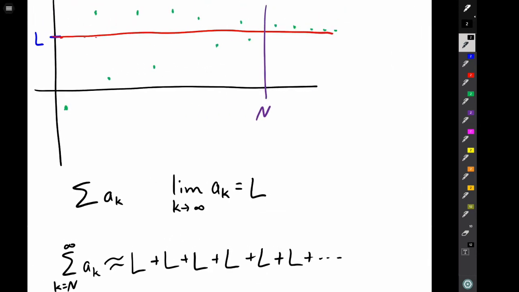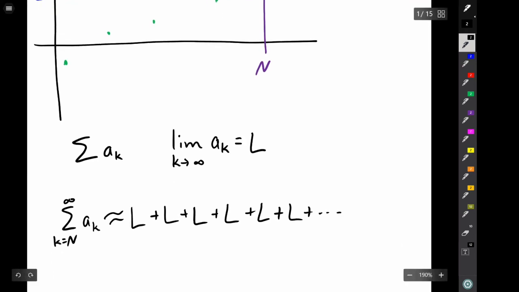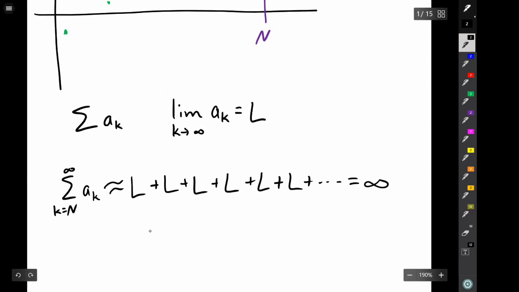And again, that's because in order for this sequence to converge, these values, these dots, have to get closer and closer to L. Remember, this is the same thing as what it means for a limit to exist. The function has to get really close to that value. So we're approximately just adding an L for each point here now, but there's infinitely many of these, so this has to diverge. Because of that, if the limit is not 0, then the series must diverge.